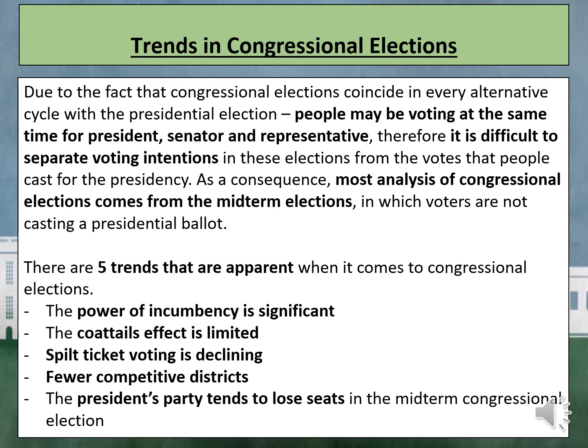Due to the fact that congressional elections coincide in every alternate cycle with the presidential election, people may be voting at the same time for a president, senator, and representative. Therefore, it is difficult to separate voting intentions in these elections from the votes that people might be casting for the presidency. As a consequence, most analysis of congressional elections comes from the midterms, in which voters are not casting a presidential ballot. There are 5 trends that are apparent when it comes to congressional elections. The power of incumbency is significant, the coattails effect is limited, split ticket voting is declining, and there are fewer competitive districts. And lastly, the president's party tends to lose seats in the midterm congressional elections.